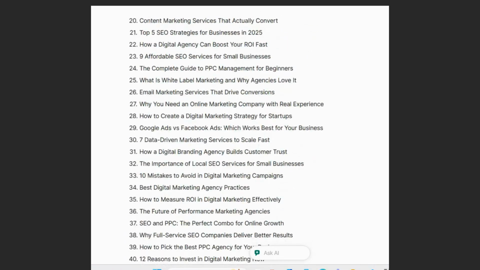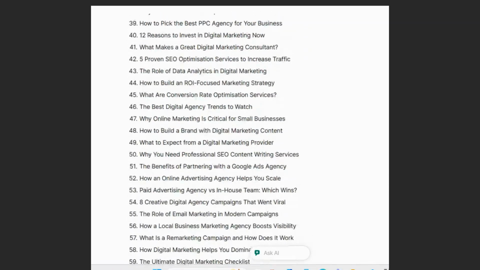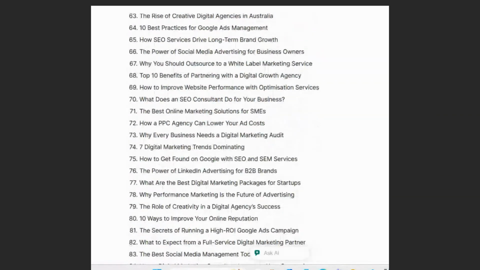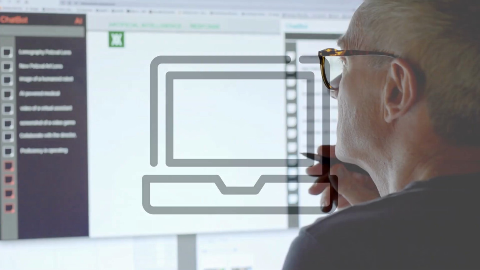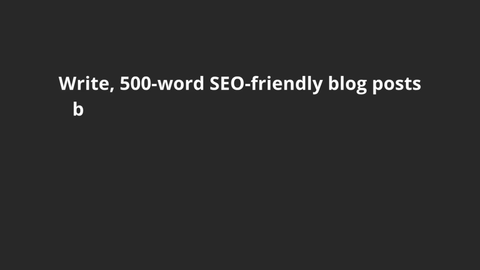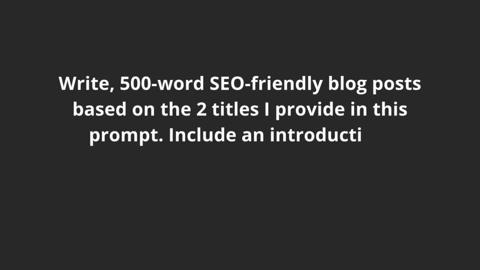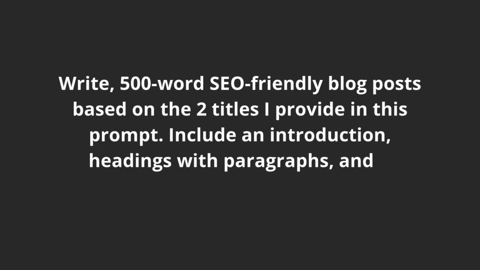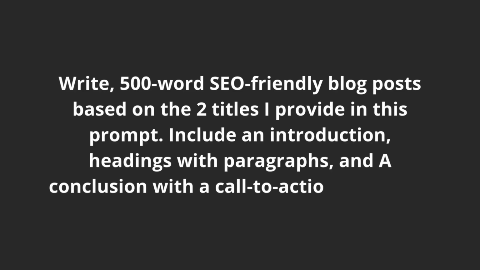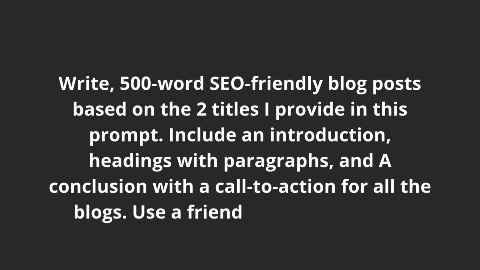Now comes the exciting part, writing the actual articles. This is where AI does the heavy lifting. We'll use a structured prompt to make sure each post follows a proper format. Writing the 100 articles at once could be overwhelming for ChatGPT. So we are going to write 2 articles at once. Here is the prompt. Write 500-word SEO-friendly blog posts based on the 2 titles I provide in this prompt. Include an introduction, headings with paragraphs, and a conclusion with a call to action for all the blogs. Use a friendly, conversational tone.